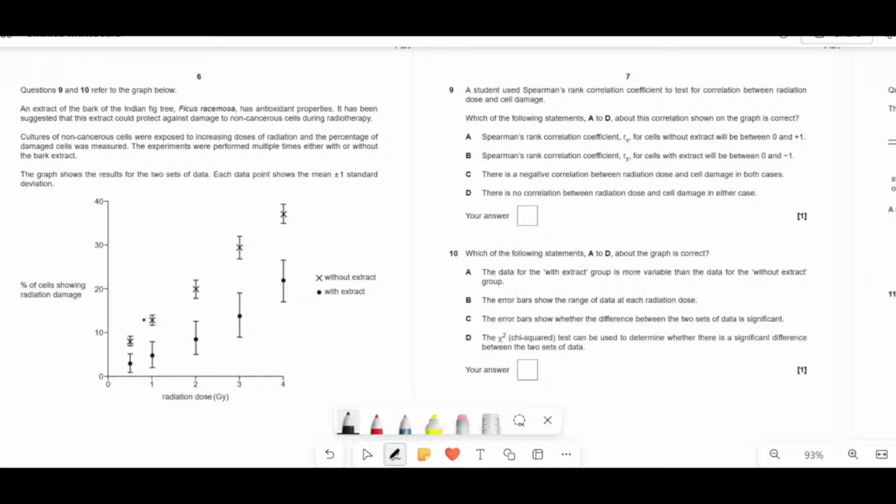or this, or this. So then it says, a student used Spearman's rank correlation coefficient to test for the correlation between the dose and cell damage. Which statement about the correlation shown in the graph is correct? So correlation means as one goes up, the other one goes up, or as one goes down, the other one goes down.